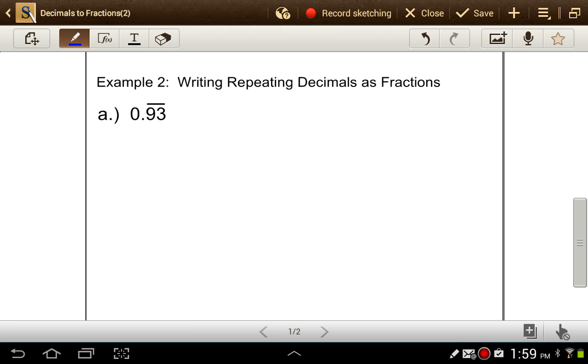So if I want to know what 0.93 repeating is as a fraction, I know it's a rational number. It can be written as a fraction. Repeating numbers can be written as fractions. So how do I write this as a fraction?